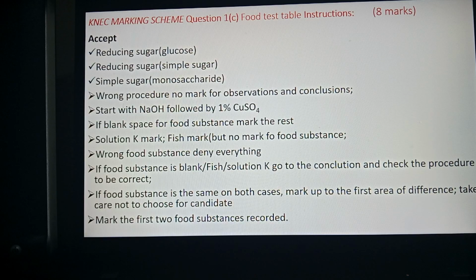If blank space for food substance, mark the rest. Solution K, mark. Fish, mark, but no mark for food substance. Wrong food substance, deny everything. If food substance is blank, or fish, or solution K, go to the conclusion and check the procedure to be correct. Conclusion, okay. If food substance is the same in both cases, mark up to the first area of difference. Take care not to penalize the candidate. Mark the first two food substances recorded.